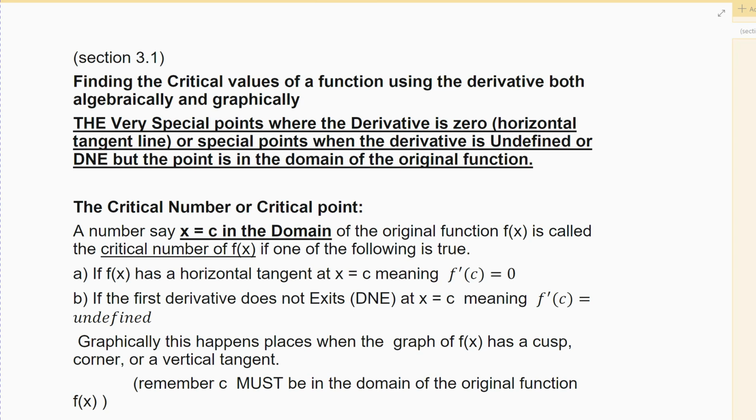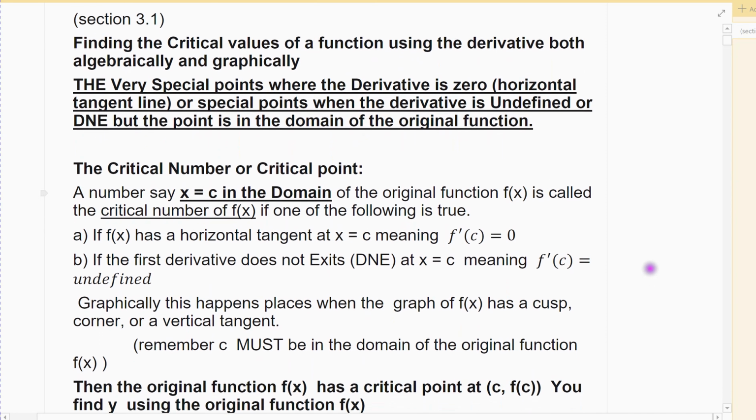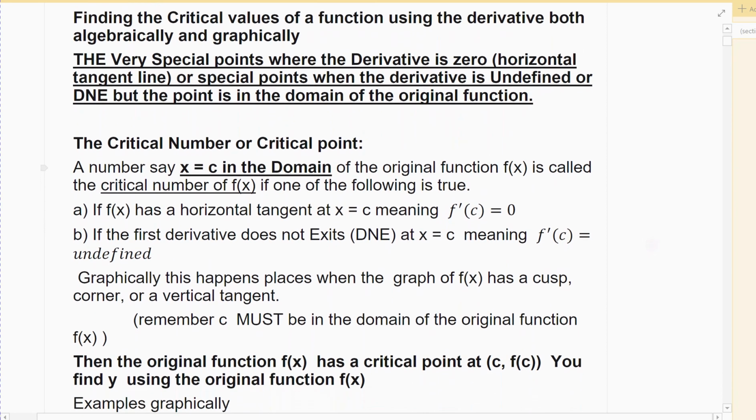The derivative can be used to determine when a function is increasing, decreasing, and when it might have relative maximums, minimums, and eventually absolute maximums, minimums. So the first big concept in 3.1 was finding, again, you should have watched the MyLab videos already. They explain this in more detail. The critical values are the first thing we have to find.